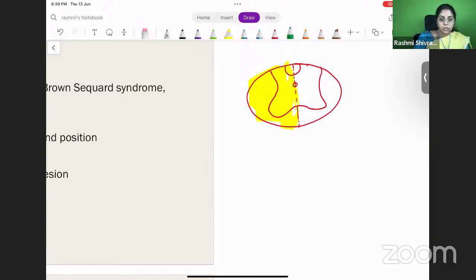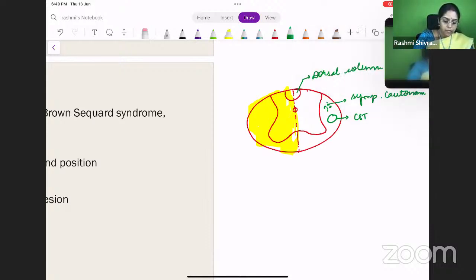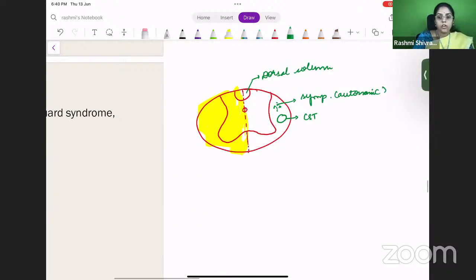So what are the columns that we have in these patients? First here you have the dorsal column. We all know what the dorsal column carries: proprioception, fine touch, and vibration sense. Then you have the descending sympathetic chain, and you will also have the corticospinal tract here. So the autonomic fibers and the corticospinal tract.